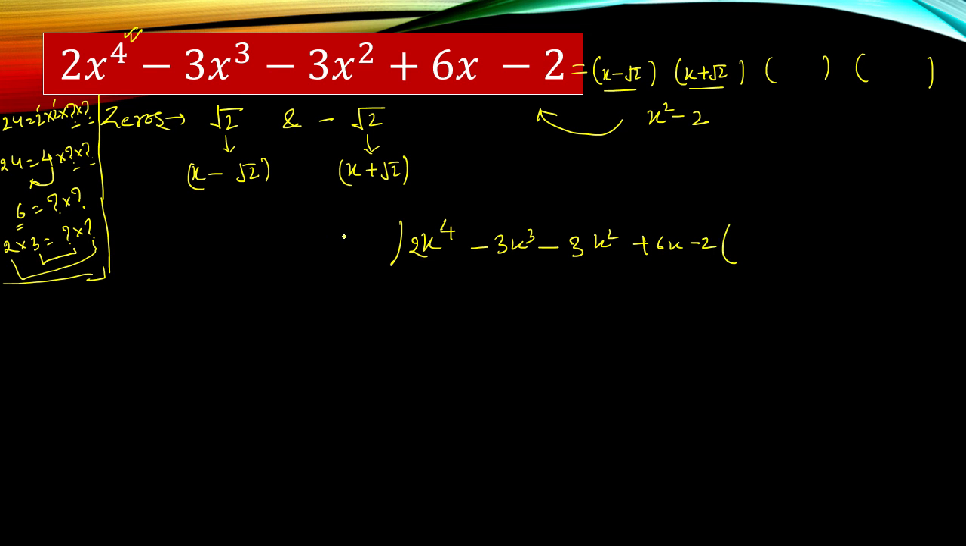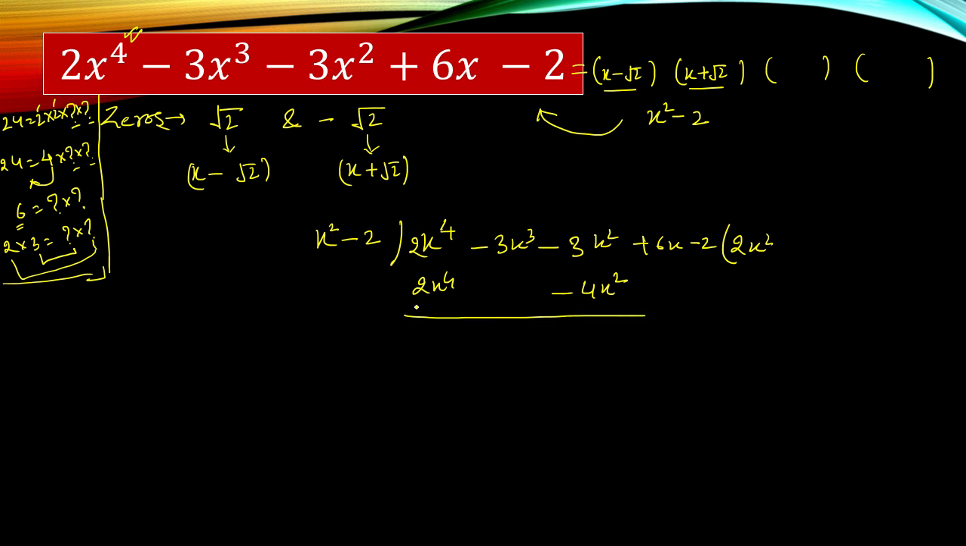If we divide the polynomial by the product of factors, as the number is divided by the product of factors, similarly the polynomial is divided by the product of the factors. So the product of the factors is x square minus 2. Now we want to get 2x to the power 4, so we multiply by 2x square. 2x square multiplied by x square is 2x to the power 4, and 2x square multiplied by minus 2 is minus 4x square. So I am writing minus 4x square just below the x square term.